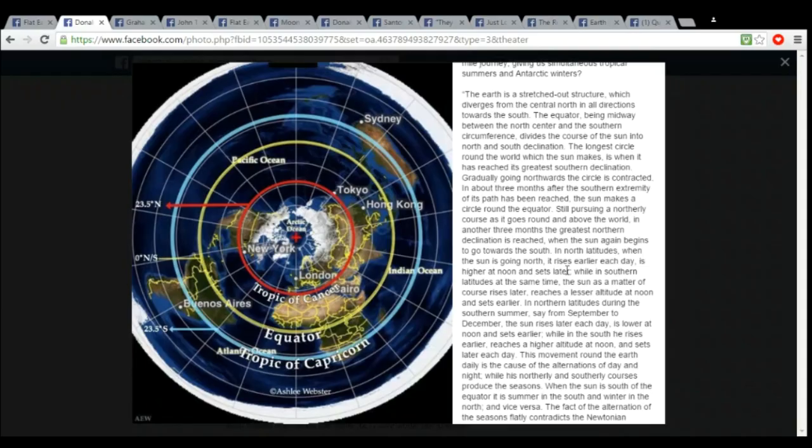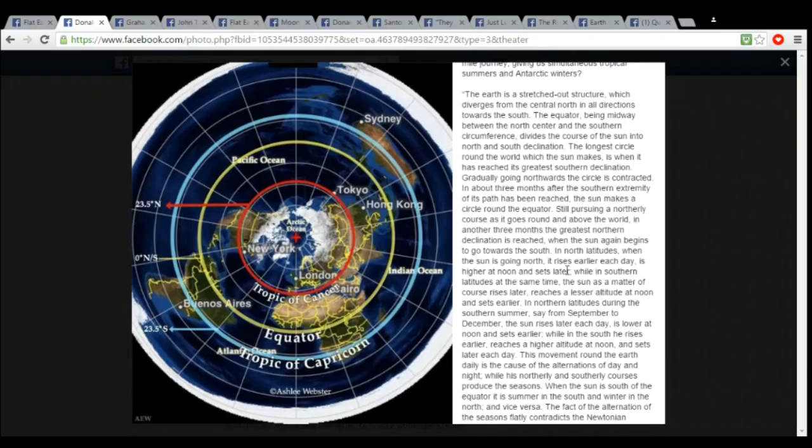The Earth is a stretched out structure which diverges from the central north in all directions toward the sun. The equator, being midway between the north center and southern circumference, divides the course of the sun into north and south declination. The longest circle around the world which the sun makes is when it has reached greatest southern declination, gradually going northwards toward the circle is contracted.